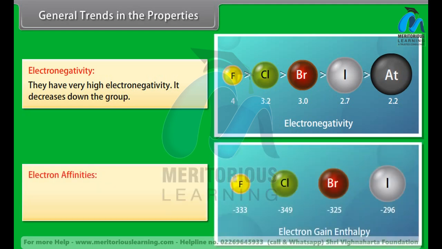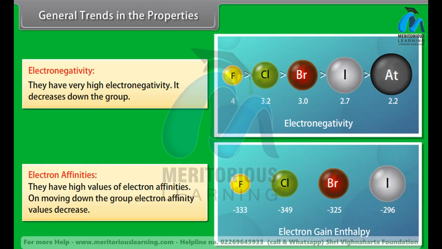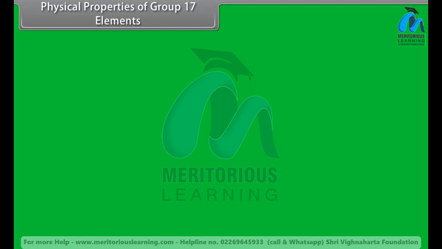Electron affinities. They have high values of electron affinities. On moving down the group, electron affinity values decrease because size of the atom increases. A low value of electron affinity for fluorine is due to the small size of fluorine atom. In a compact 2p subshell of fluorine, the added electron does not feel much attraction, resulting in low value of electron affinity. Physical properties of group 17 elements.